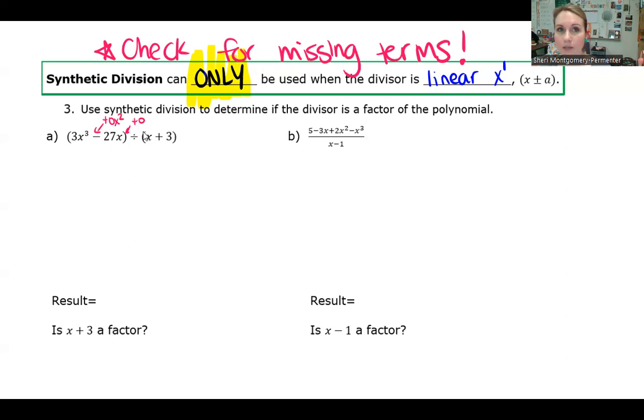When I look at my divisor, what I'm dividing by, that is like an x to the 1st power. So I've got 1 and then I have none. So I'm good. I don't have to add any extra terms. While I'm doing it, I'm going to go ahead and look at this problem. Ooh, this is weird. What's weird? It's kind of not written in the right order.